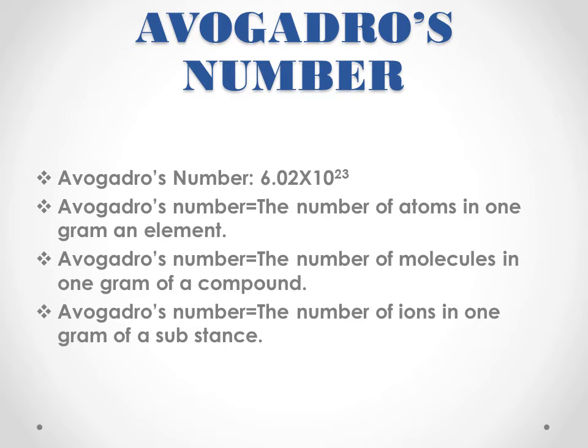Now if we see the ion, then we suggest the number of ions in 1 gram of a substance. It means all these units, atoms, molecules or ions, are equal to Avogadro's number. It means Avogadro's number contains the units of atoms, molecules and ions.